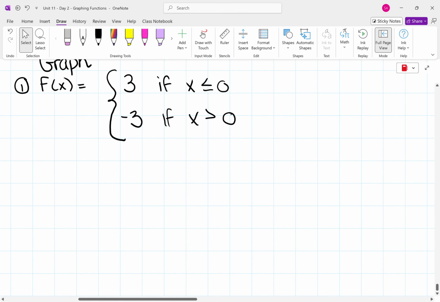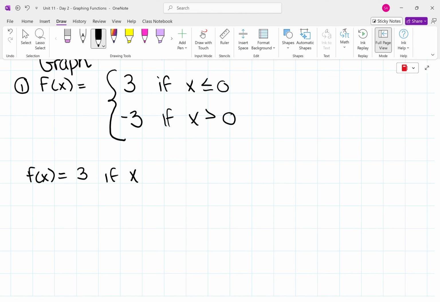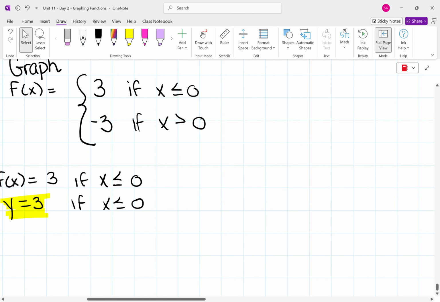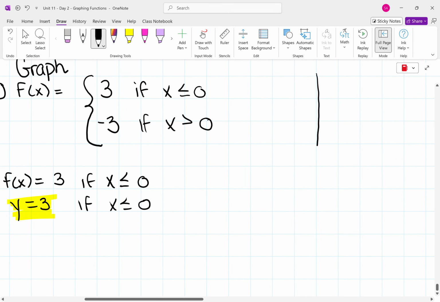Okay, so what I want to do here is I'm actually going to look at these separately. The first thing is saying f of x is equal to 3 if x is less than or equal to 0. Well, f of x is interchangeable with what? Y. So this is the same as saying y equals 3 if x is less than or equal to 0. What does the graph of y equals 3 look like? Think Algebra 1. Just a horizontal line, right? At 3. So let's go ahead and graph this.